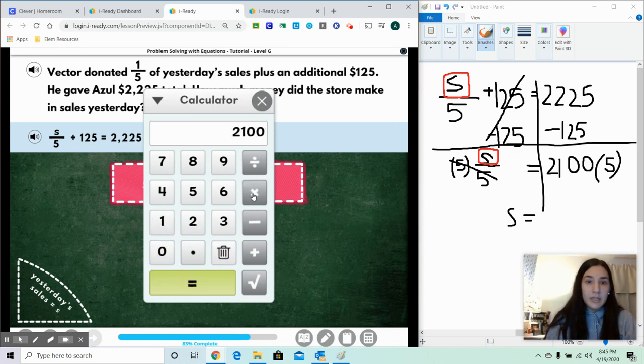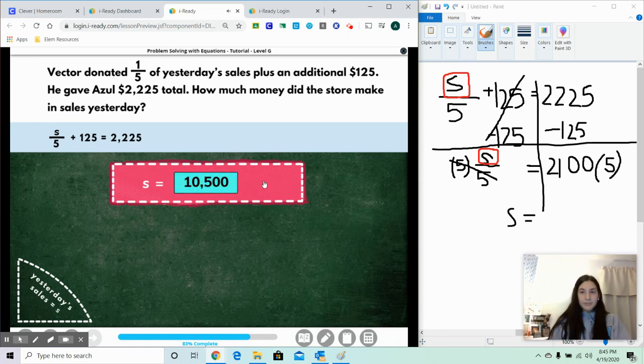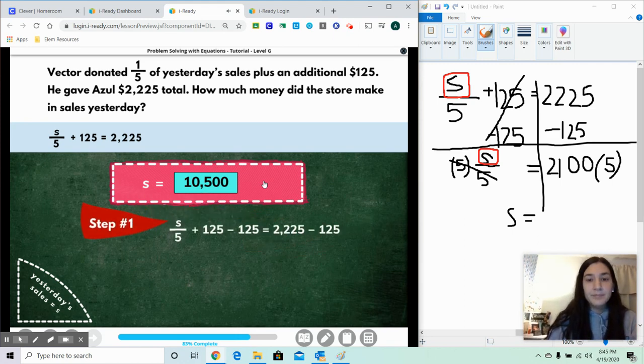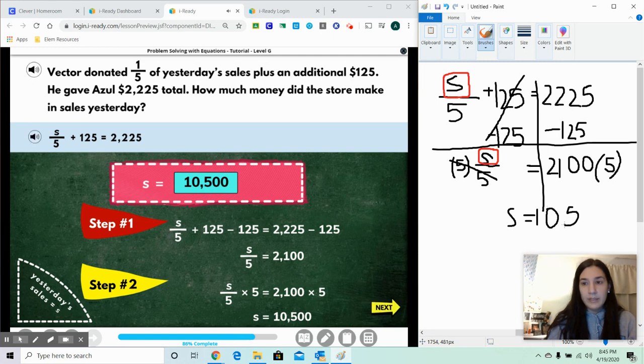2,100 times 5 should give us 10,500. Excellent. And we're going to type that right in here. Check it. That's it. Woo! Just subtract 125 from both sides of the equation to see that S divided by 5 equals 2,100. That's what we did. Then, multiply both sides of the equation by 5 to isolate S. Vector sold $10,500 worth of groceries yesterday. Perfect. And that's what we got over here.